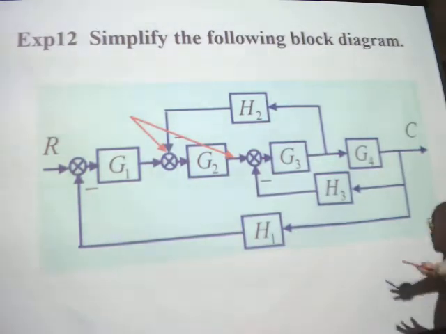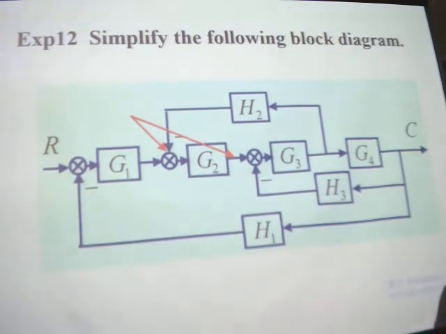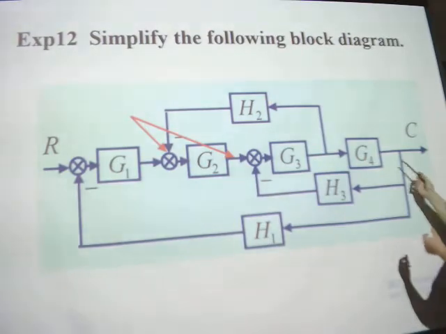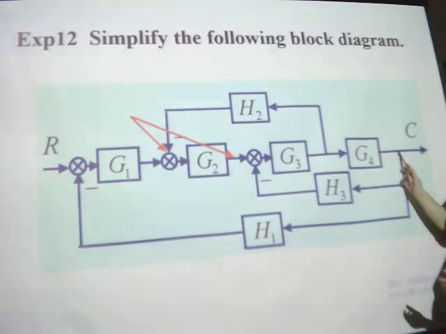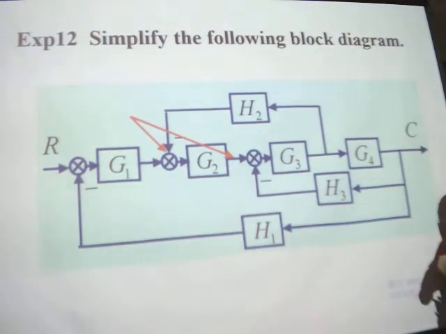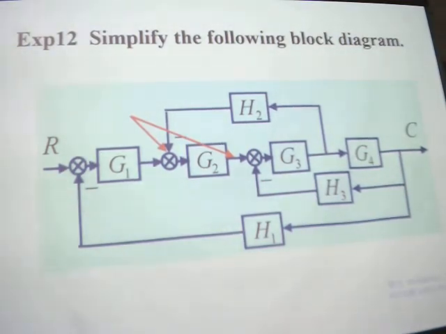We should use what I have studied. For example, the rules, and the transfer function of closed loop. So here we should change the position of the pickoff point and this block. Change the two positions.